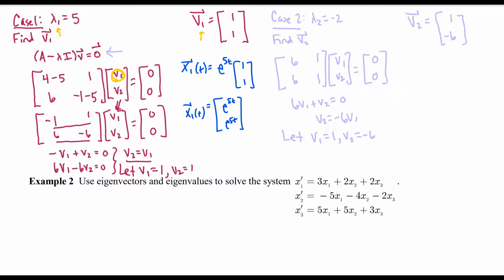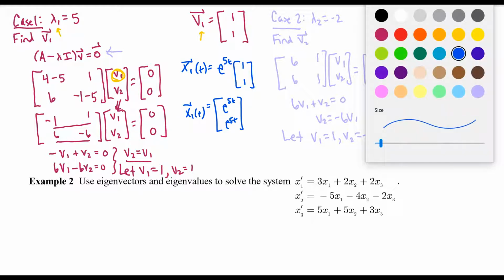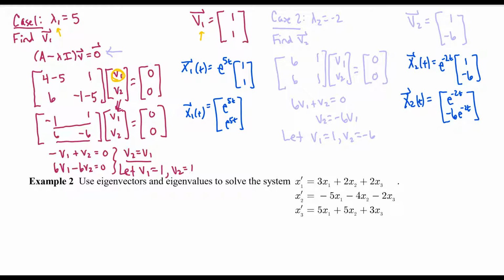Now we can determine our second particular solution, x sub 2 of t, which is going to be e to the negative 2t times v sub 2. Or if I want to write it with more detail, that's e to the negative 2t, -6 e to the negative 2t. Okay? So each of these particular solutions contains a function for x1 and a function for x2. The subscripts with the vectors indicate a solution to the system. Let's put this all together and write the general solution to the system.